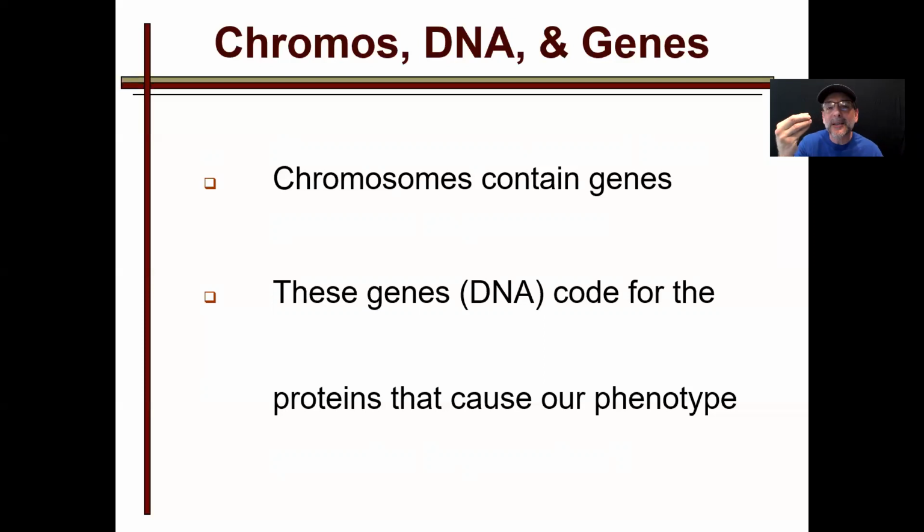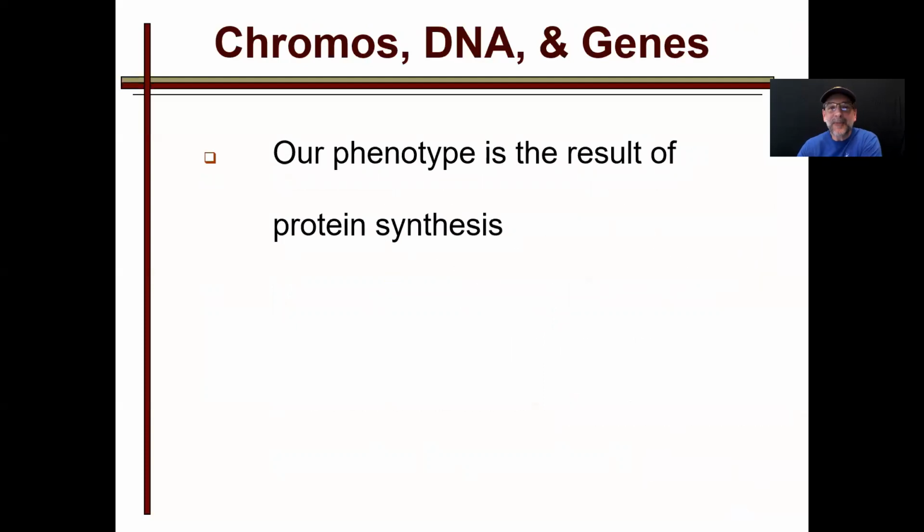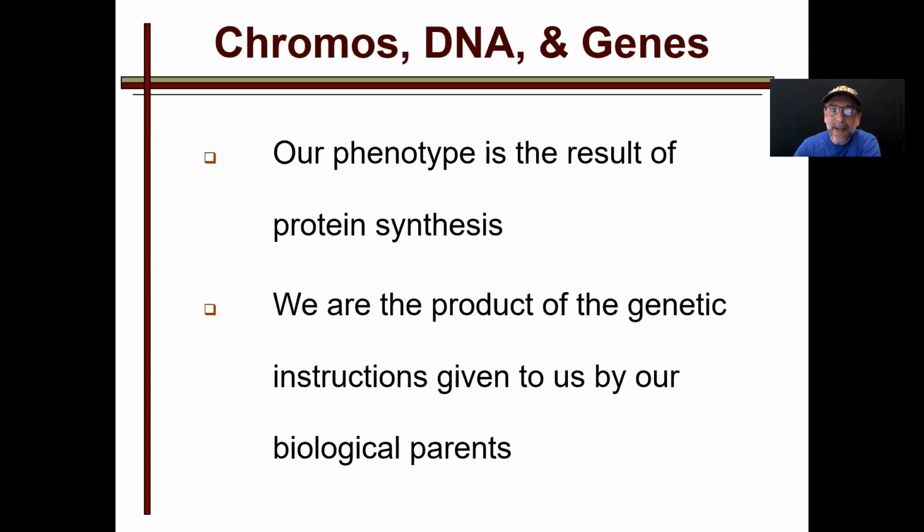So I have brown eyes because my biological parents gave me a gene that my cells then read, transcription, translation, and produce a brown pigment. That brown pigment is then stored in my eye, and I have brown eyes. I then pass that same gene on to Emily. Emily's cells read that gene, produce that protein, and she then has the same eye color. So our phenotype is the result of protein synthesis, transcription, and translation. What you see physically is an expression of our genes. We are the product of the genetic instructions. Where did we get these genetic instructions? We got them from our biological parents.